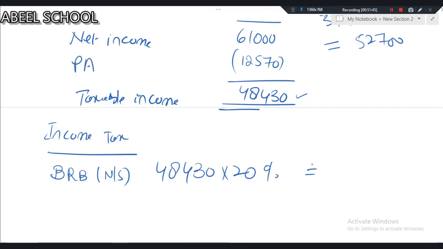48,430. If I take 20% of this, I'm getting 9,686. Okay. Now let us check. The annual allowance limit is 40,000. If there is any additional contribution over 40,000, it is treated as annual allowance charge.